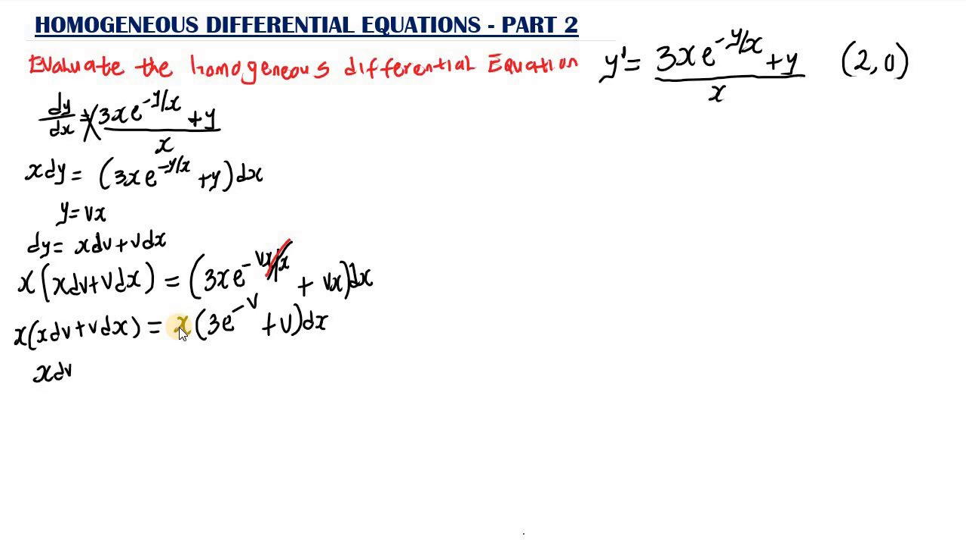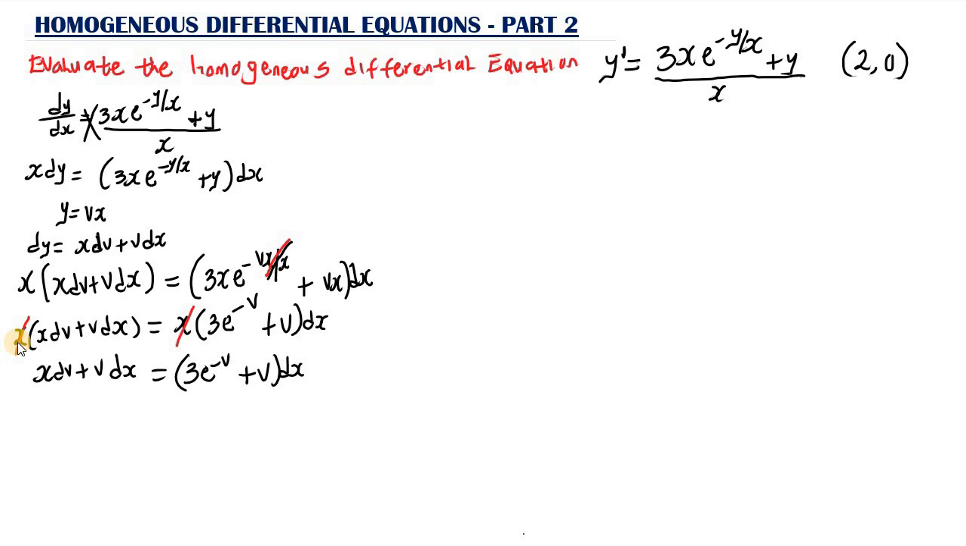So this is going to be s dv, plus v ds, is equal to 3e raised to the power of negative v, plus v ds. So we need to include the s. As you can see, we no longer have s because they cancel out. So let me indicate this using a red marker. So the s, they cancel out.